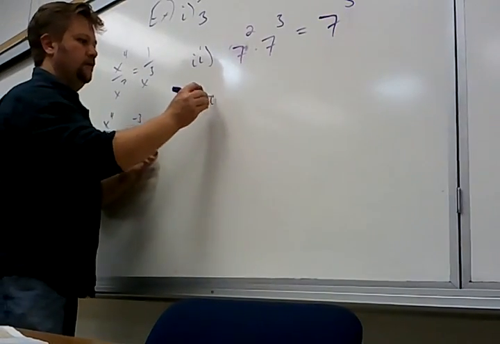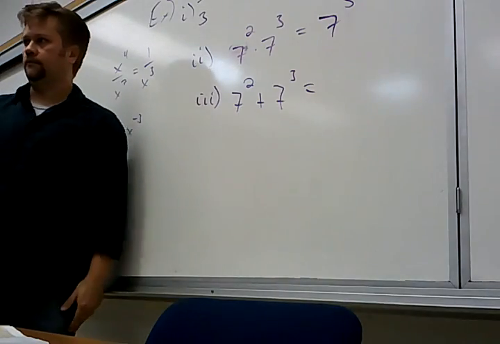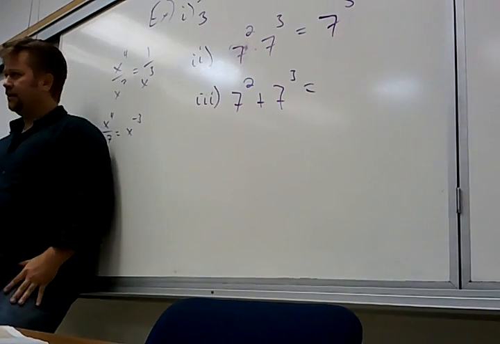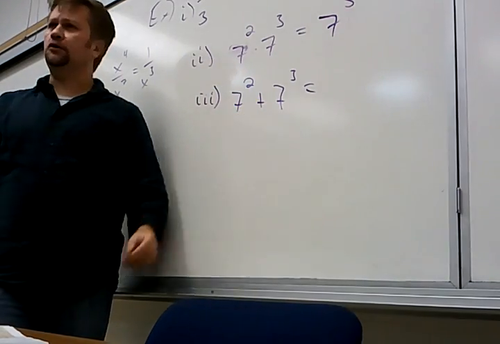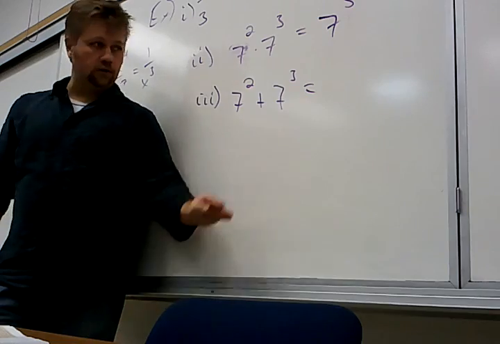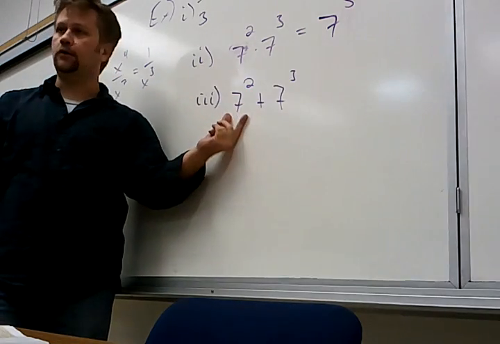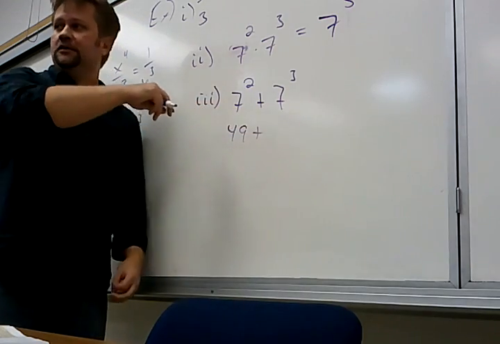If you have the same thing, just with a plus sign in the middle, are those like terms? No. I have 1 7 squared and I have 1 7 cubed. Can I put those together? No, it's not. You can do one thing. What is 7 squared? 49. And what's 7 cubed?